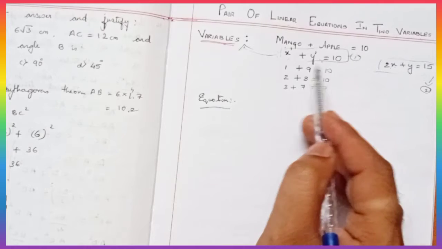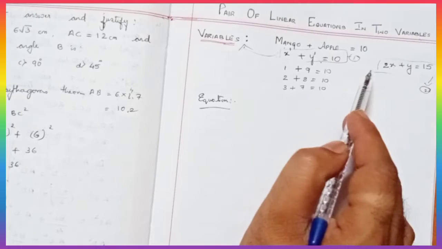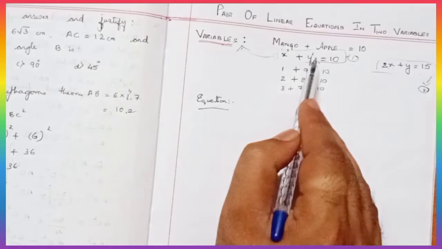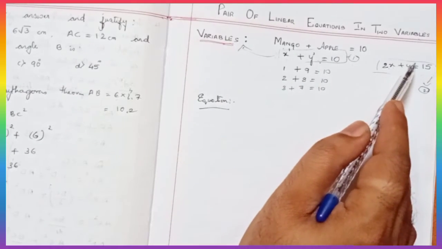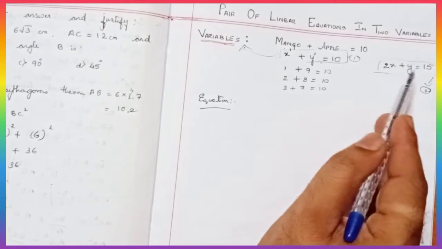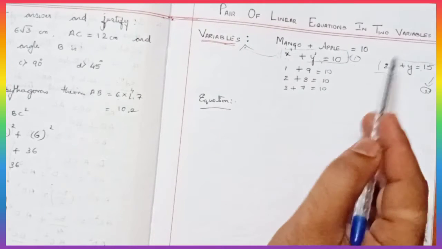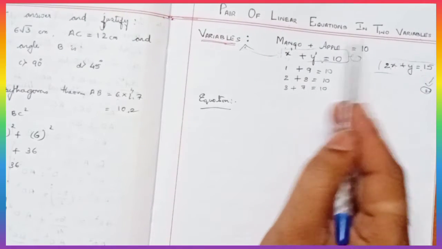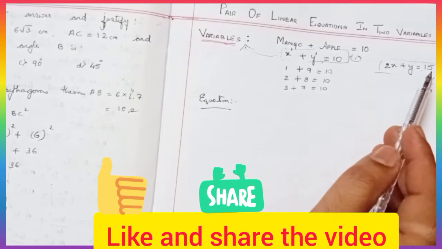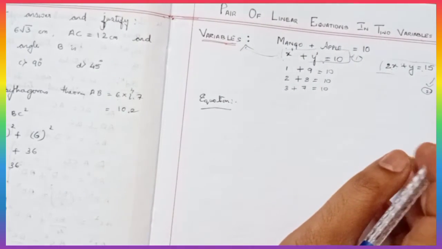When we try to find out the values of these variables with two equations, that is called a pair of linear equations in two variables. The power of the variables should be 1 in both cases. I hope you understand what we mean by a pair of linear equations in two variables. Two variables should be there in the two equations, and the power of each variable should be equal to 1, and we are going to find the values of those variables by using those two equations together. That is called a pair of linear equations in two variables.